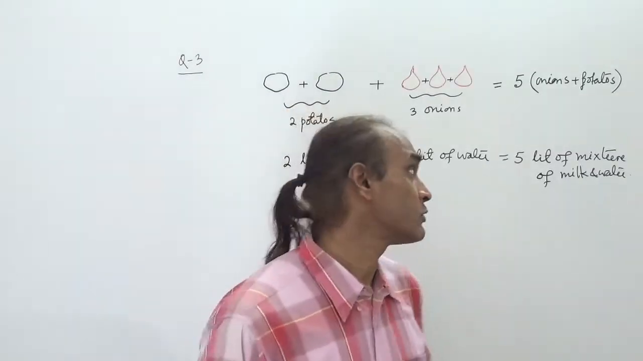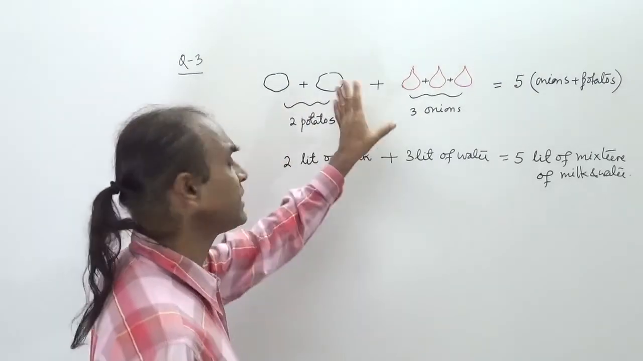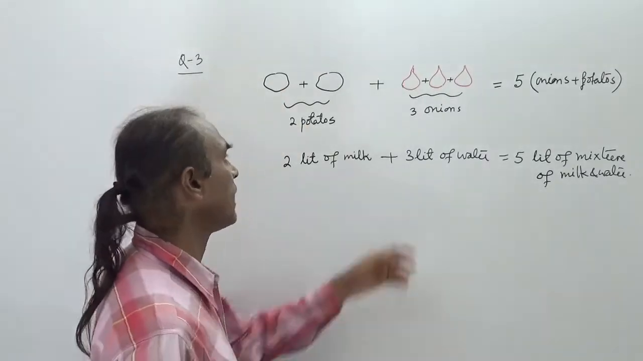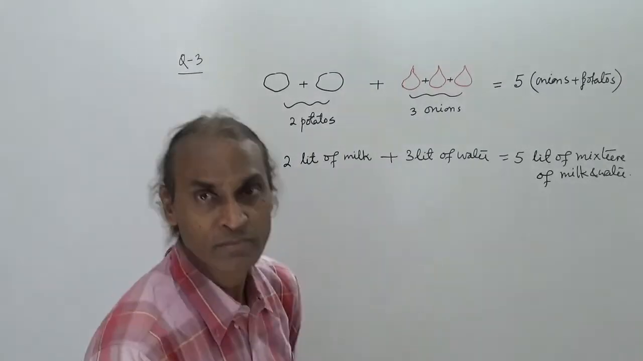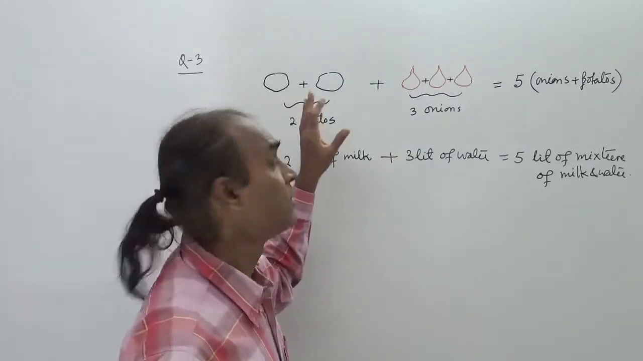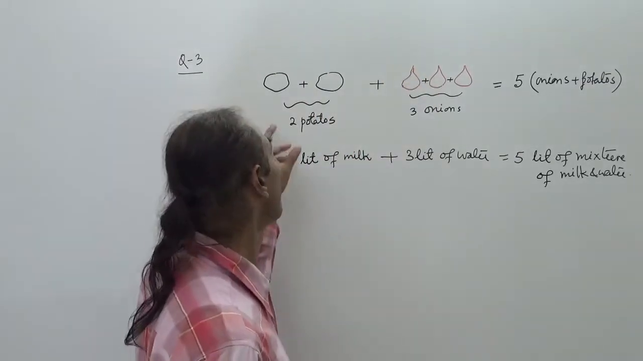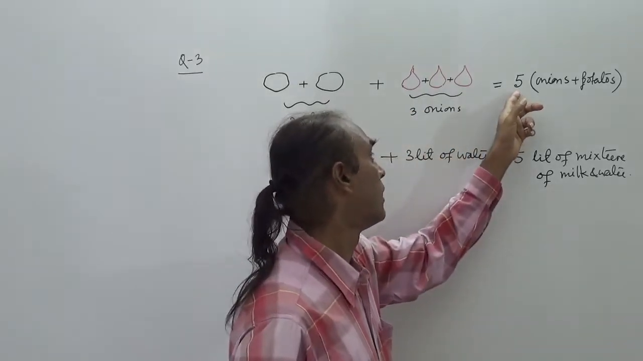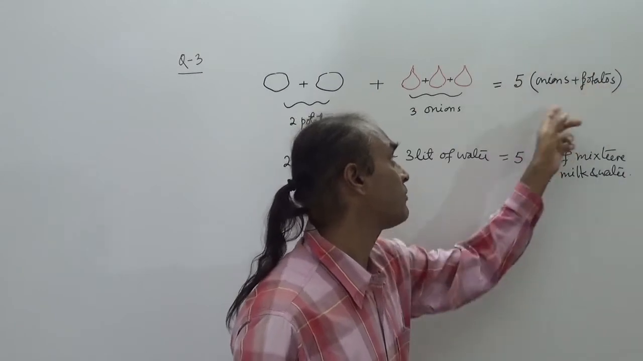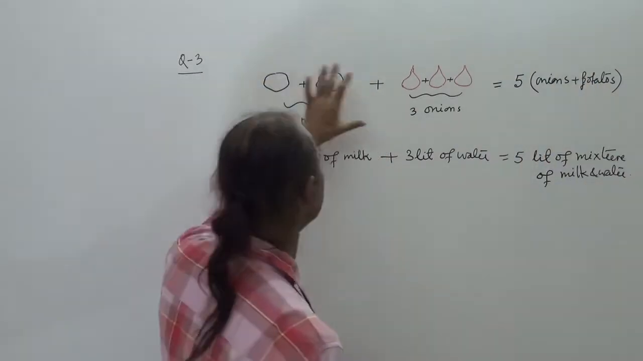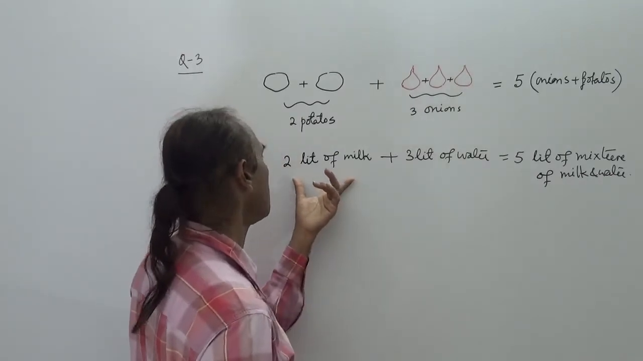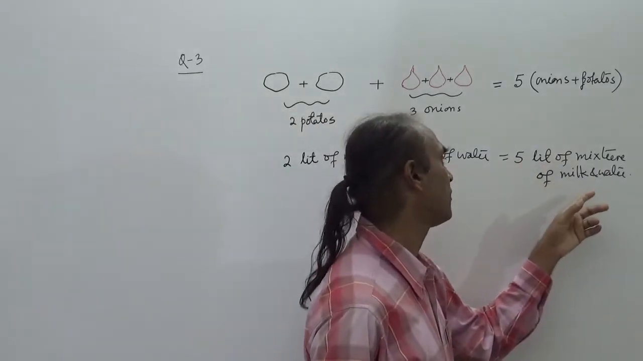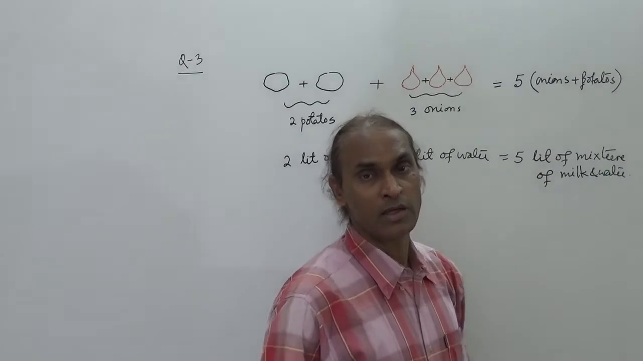Interestingly, the third question you have posed is regarding the addition of scalars and vectors. The basic question. You have taken 2 potatoes and 3 onions. You are adding, mixing them up. They don't lose their identities, and you are getting the total number of particles as 5, a mixture of onions and potatoes. So scalars you can add in this way. 2 liters of milk and 3 liters of water, when you add, you get 5 liters of the mixture of milk and water. It is totally practical.